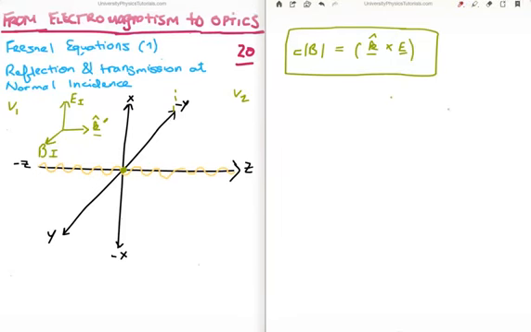Now we need to look at the transmitted wave. So I'm going to go for another color, let's say this purple. Once again it's moving to the right of the origin, so we have the speed of v2.